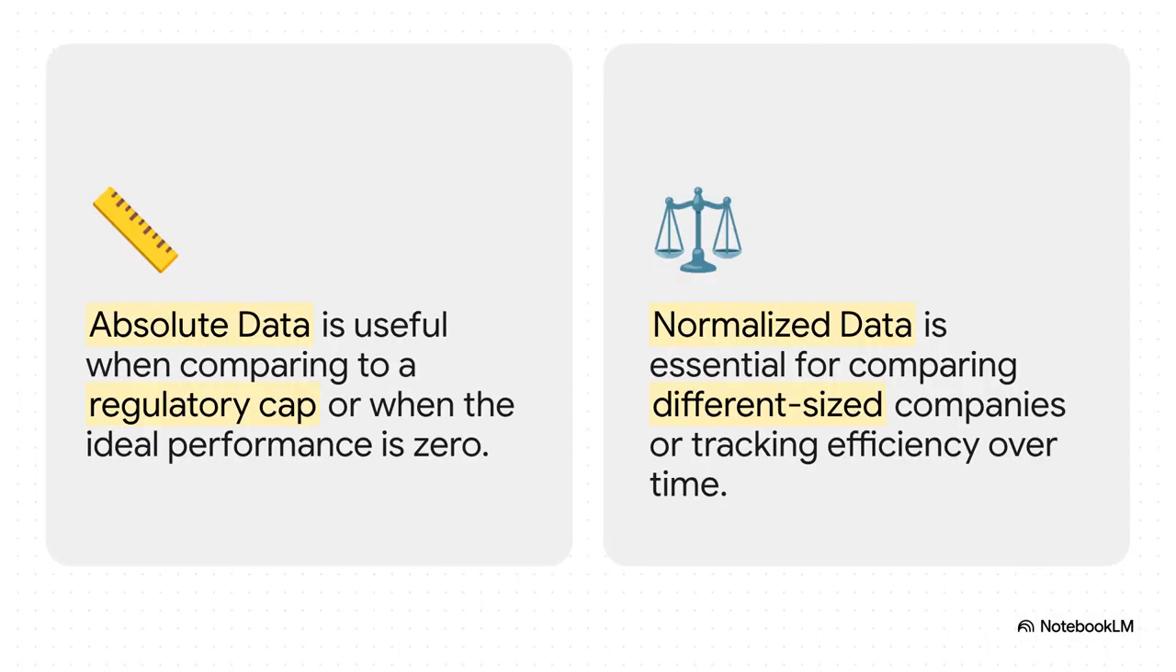Here's a really simple way to think about it. You stick with absolute data when you have a firm benchmark, like an emissions cap, or when the perfect score is 0. A product recall is a failure, period. It doesn't matter how big the company is. On the other hand, normalized data is absolutely essential when you're comparing companies of different sizes or when you're tracking one company's efficiency over time, just like we saw with that water usage example.